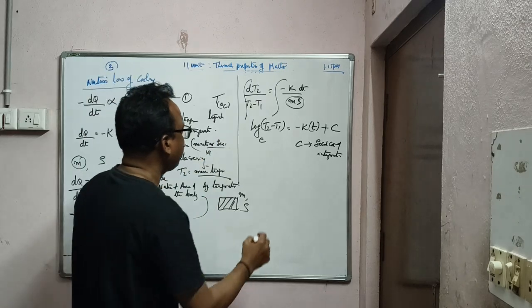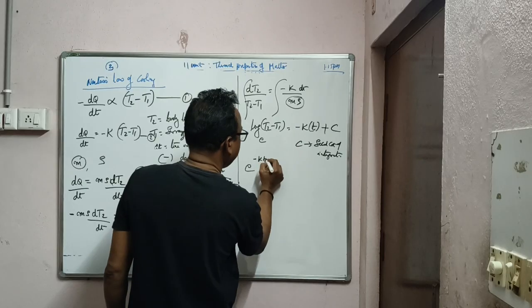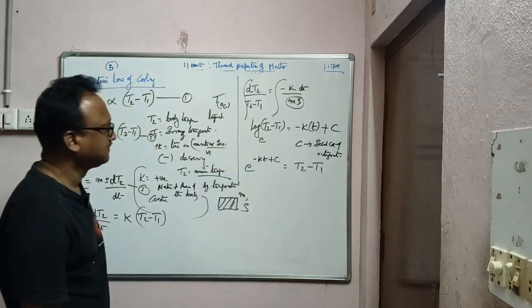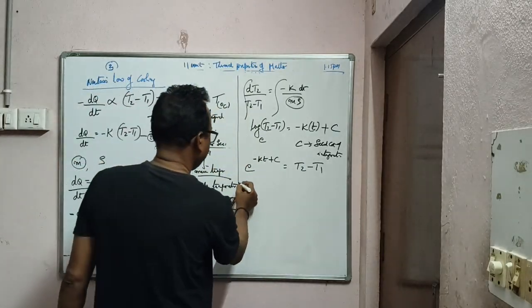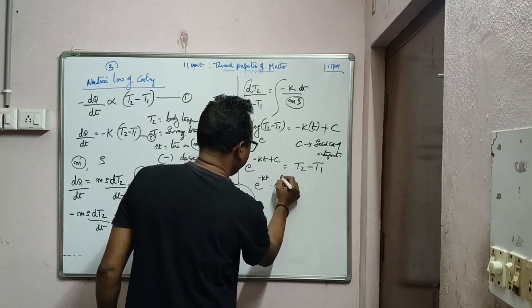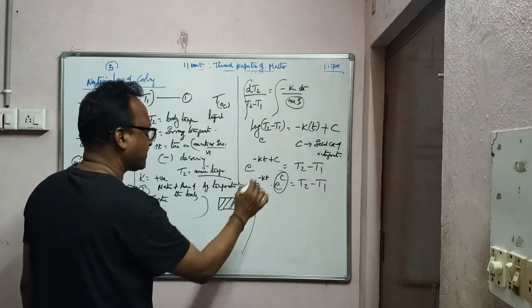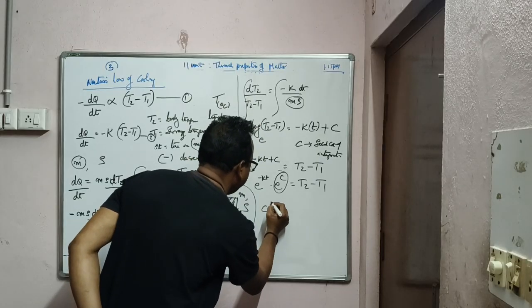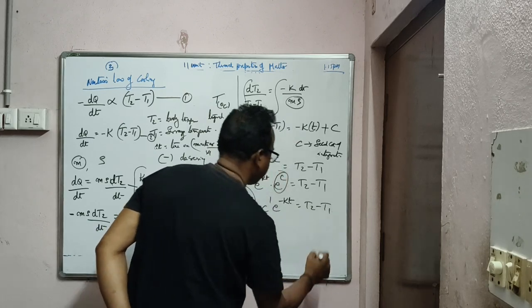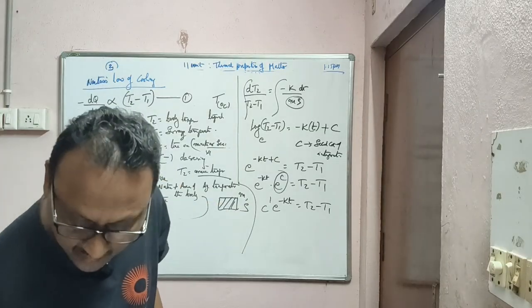Now see the equation: e to the power of minus kt plus c is equal to T2 minus T1, temperature differences. And the same with this one, I can write e to the power of minus kt into e to the power of c is equal to T2 minus T1. If I take this one as another constant c dash, then c dash into e to the power of minus kt is equal to T2 minus T1. Or T2 is equal to T1 plus c dash into e to the power of minus kt.